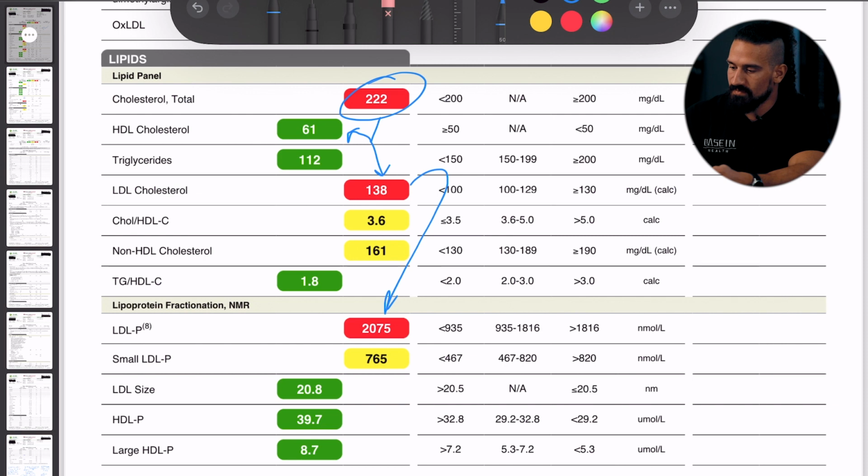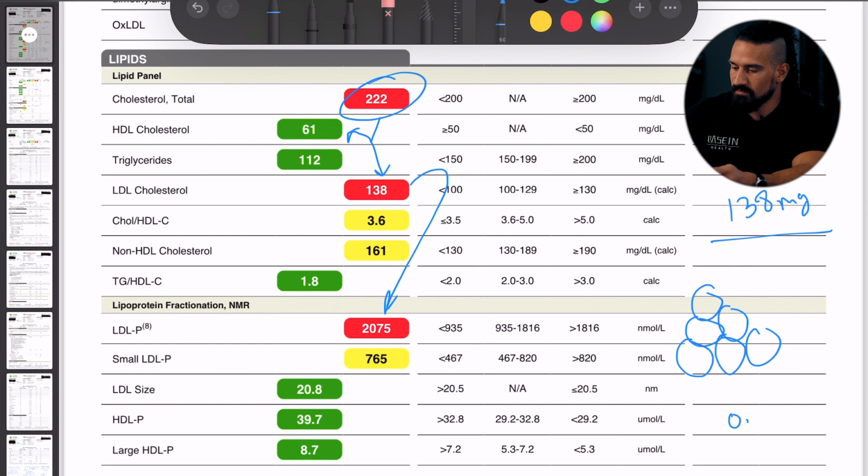So for example, you have a certain mass, 138 milligrams of cholesterol, and that is being carried in a certain amount of vehicles. Now, for all intents and purposes, those vehicles could be very large or they can be very small and just have a larger number of them. When all is said and done, the amount of passengers in those vehicles is still the same, but you have more of the vehicles on the road.